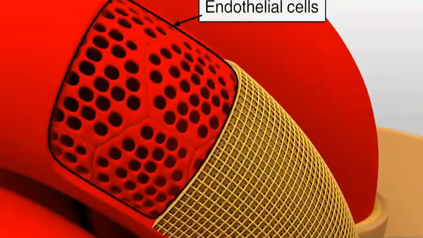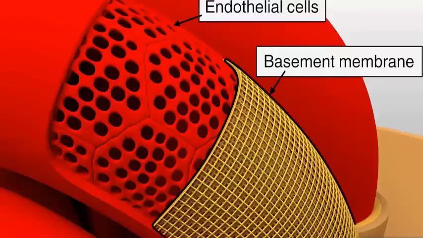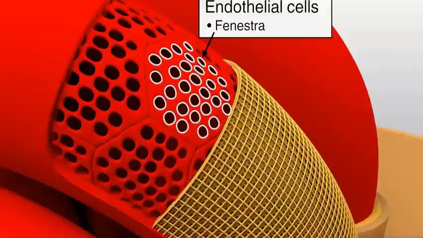It consists of a single layer of endothelial cells and basement membrane. Endothelial cells have thousands of small pores called fenestra. The size of pore is about 60 to 80 nanometers. They provide free passage to plasma but restrict the blood cells.